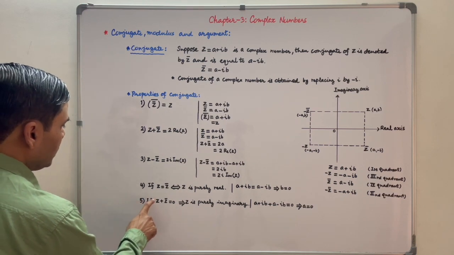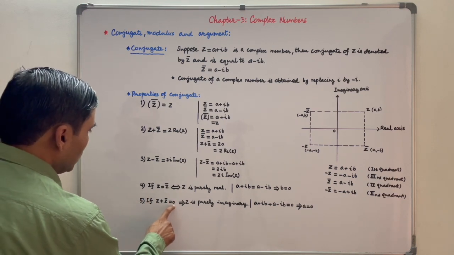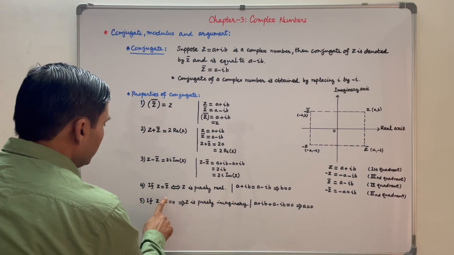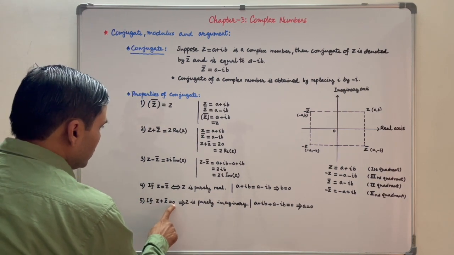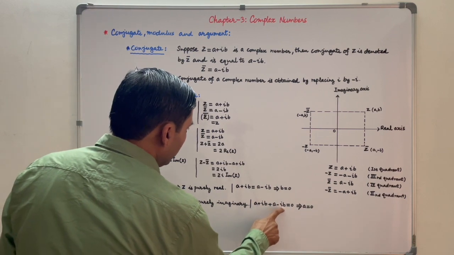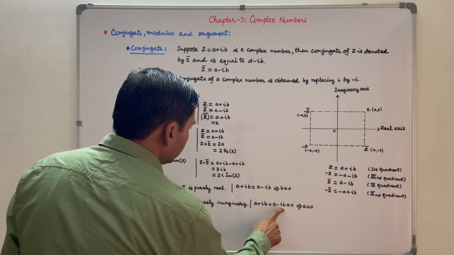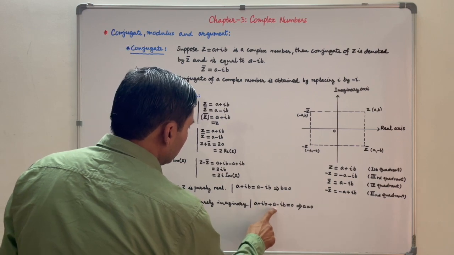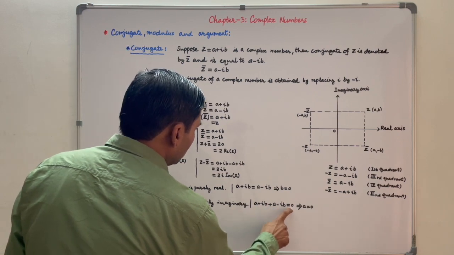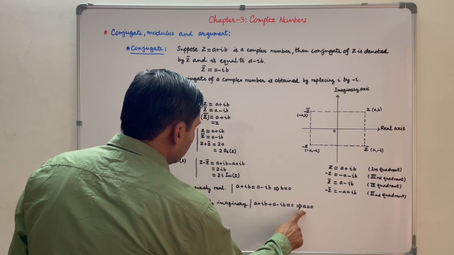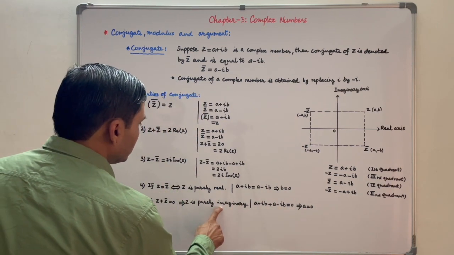Fifth property: if Z plus Z bar is equal to 0, it implies that Z is purely imaginary. If Z plus Z bar is equal to 0, that means A plus iB plus A minus iB is equal to 0. Plus iB and minus iB get cancelled. A plus A is equal to 2A. So 2A is equal to 0 means A is equal to 0, or real part is 0. That means Z is purely imaginary.